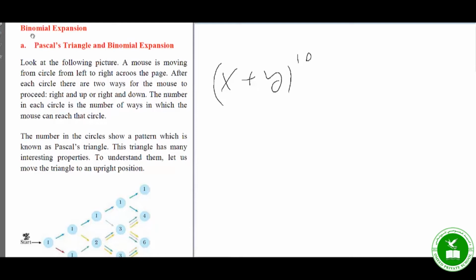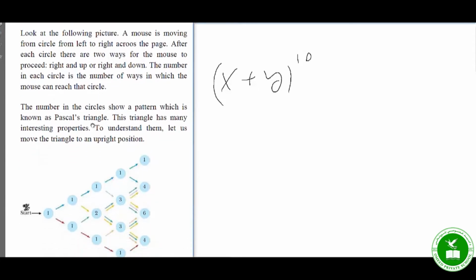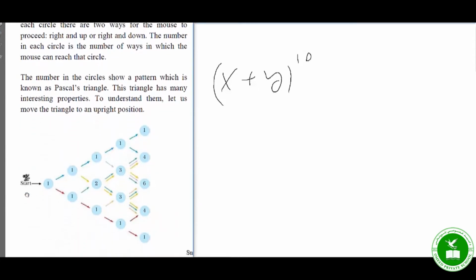But first, we said that we can expand a binomial expression in different ways. One of them is using Pascal's triangle. Look at this figure here. There's a mouse, and it moves from left to right, from a circle to another circle. The numbers inside each circle show in how many ways the mouse can come to that circle. For example, from this circle there's only one way to this circle, or from this one to this one. But for this circle, we have two ways. One of them is from here, the other one is from here.